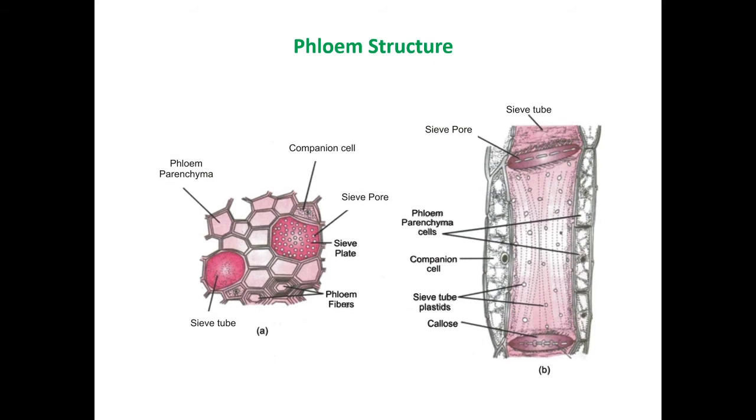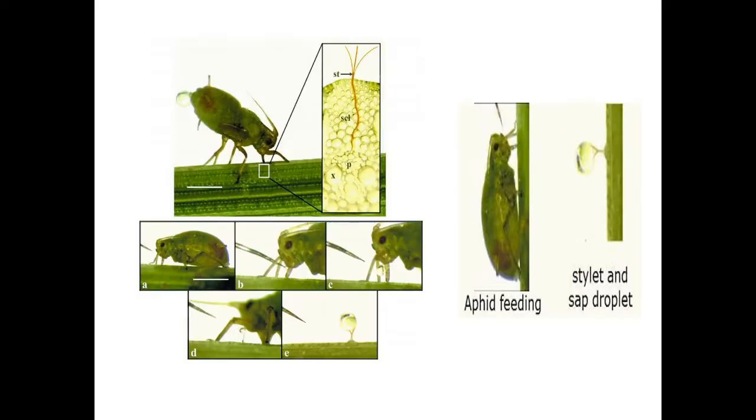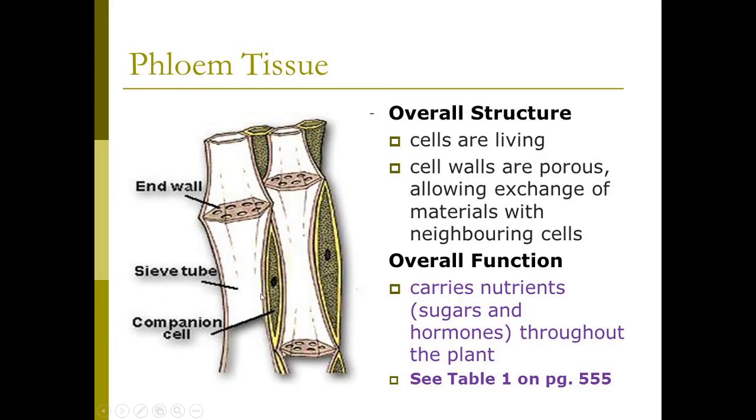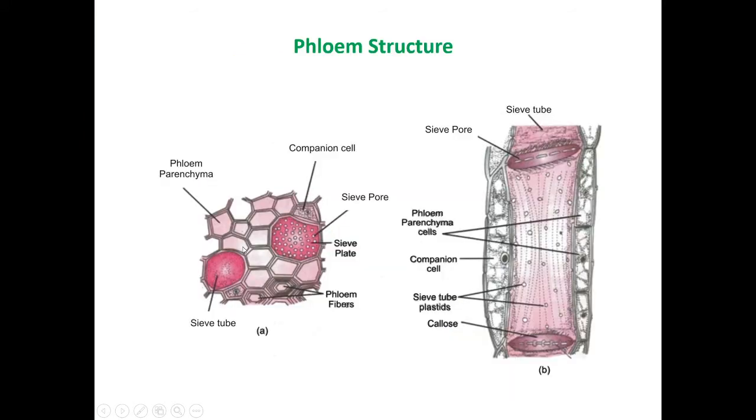Okay, so out of these, sieve tubes are involved in translocation of organic solutes. Very important sieve tubes. You can see the structure here clearly. These are the sieve tubes. These are the companion cells. Okay, so these sieve tubes consist of elongated cells arranged end to end.